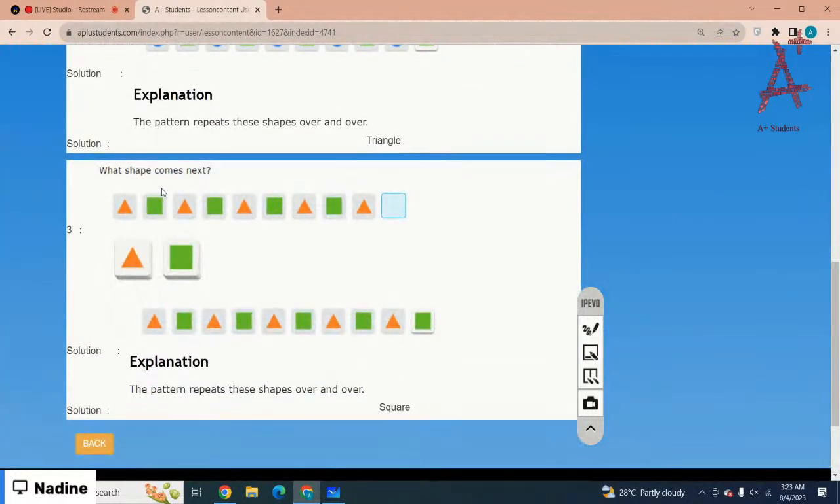Okay, which shape comes next? You have a triangle, square, triangle, square. That means the pattern repeats these shapes over and over. So right after a triangle you have the square. So the correct option is square. So let's start with the practice questions.